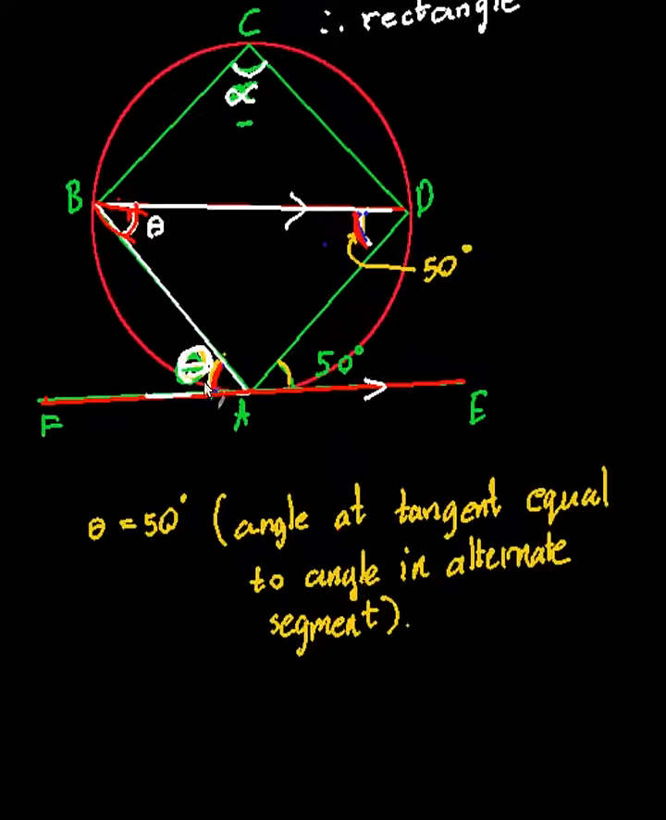The next thing, what can I say about alpha? To find out alpha, I'm going to draw a bit of a line from here. So I know already that this is 50. I can say that this angle over here, angle BCA, is also equal to 50. What can I say about angle ACD?